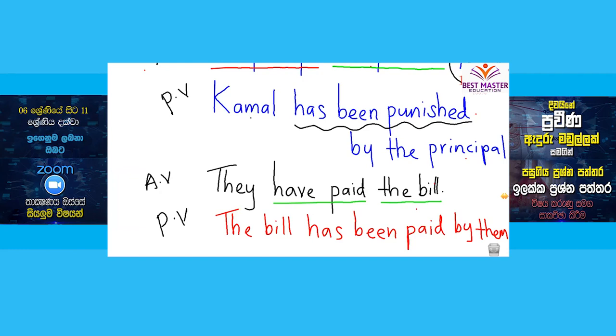The first one is a plural sentence and the second one is a singular sentence. When we make the passive voice, it may get changes. They have paid, plural one; the bill has been paid by them. The bill, so singular one. So according to the object, we have to put the verb here, has been paid.